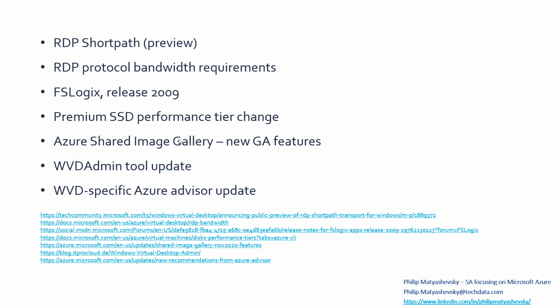I'm not going to go into details. Go out and check it out. What was interesting for me to see, and this is not directly a WVD function but more of an Azure functionality, is that now we have an option to change the premium SSD performance tier. You need to deallocate the VM, that's still a requirement, but there is no need to change the disk size, etc. You can just change the performance tier. Can be interesting for some performance troubleshooting scenarios.